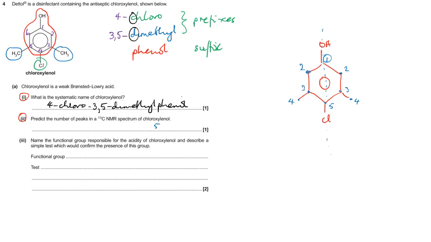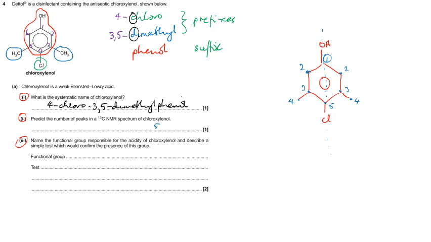Okay, moving on to part 3, we need to name the functional group responsible for the acidity, right? And of course the hydroxyl group of the phenol is responsible for the acidity, all right? Normally alcohols, of course, are not acidic, all right, because the anion is not stable enough, right? But in phenol it is, because the negative ion can have its negative charge stabilized by the benzene ring, but that's not part of the question.